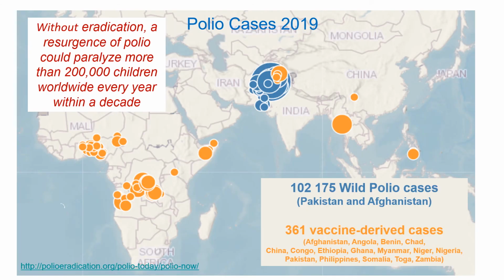Here's a map of 2019. You can see Pakistan and Afghanistan here are the blue. Those are the wild polio cases, and the vaccine-derived cases. A few parts in the world, mostly Africa and parts of Asia is what we're looking at.